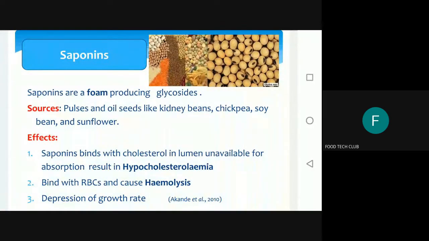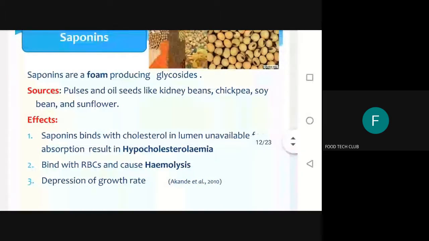So basically, when they are throwing away those foams, they are nothing but the saponins. We should throw them away. We should not consume them. So these saponins, they will bind with the cholesterol, making them unavailable for absorption and resulting in hypercholesterolemia.